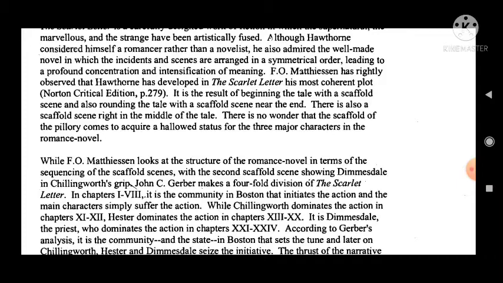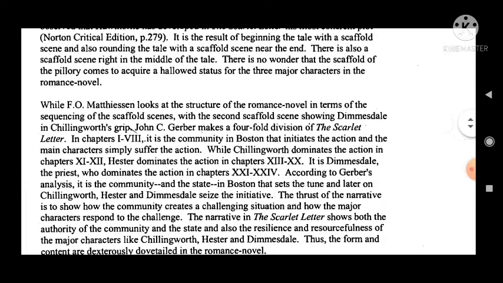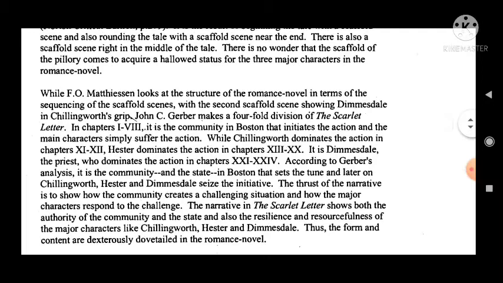It is a result of beginning the tale with a scaffold scene and also rounding the tale with a scaffold scene near the end. There is also a scaffold scene right in the middle of the tale. It is no wonder that the scaffold of the pillory comes to acquire a hallowed status for the three major characters in the romance novel. Already I have discussed that it is a more romantic novel.